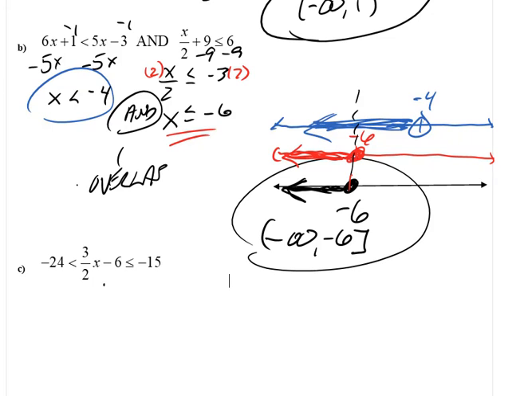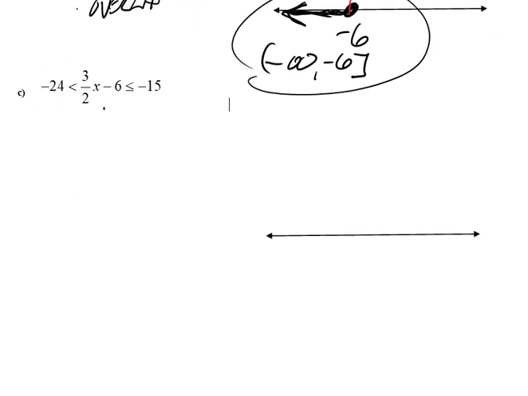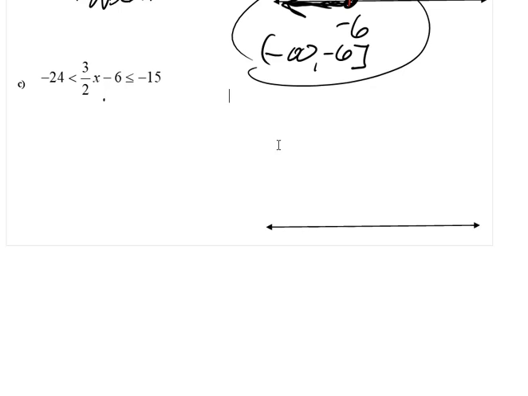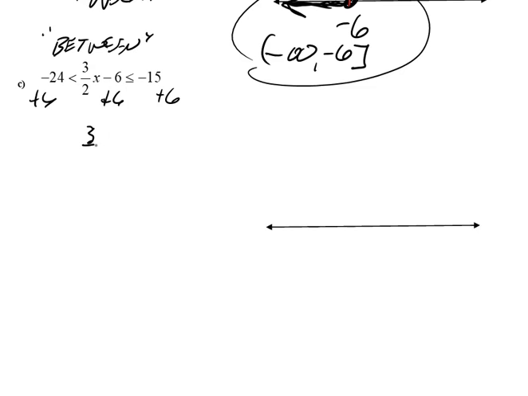And the last one, this is shorthand notation for between. If you think about it, this is an AND connector, but it's a shorthand notation. We just solve for x in the center, so we'll add 6 to both sides. So from the middle, we'll have a 3/2 x, and then less than or equal to -9, and this is going to be less than -18.